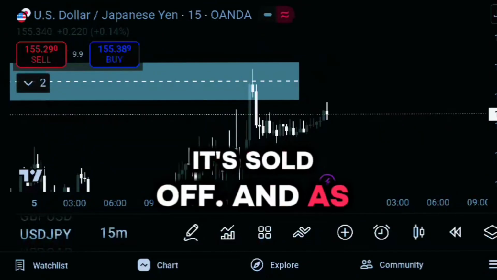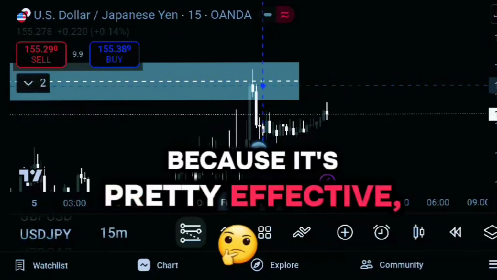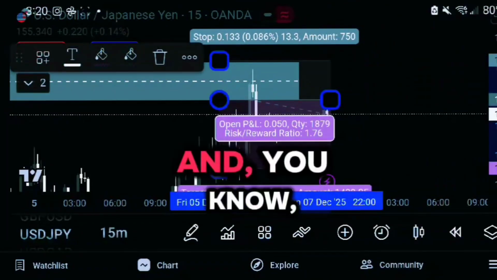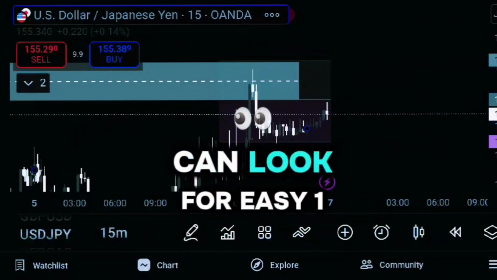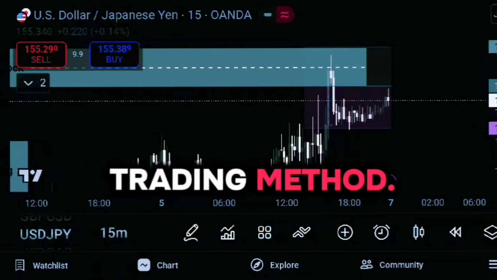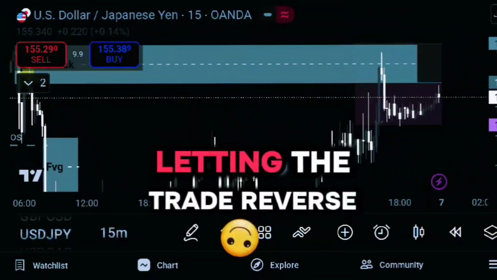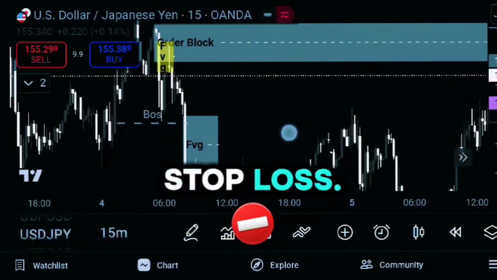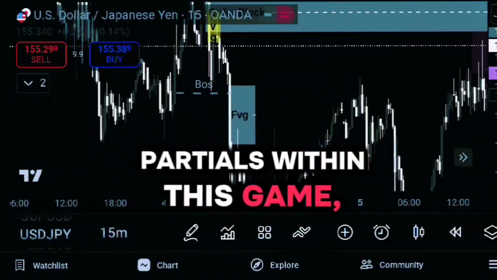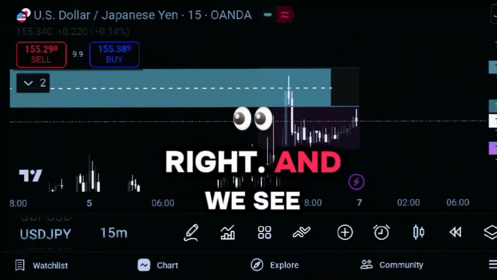it sold off. And as I said, if you're a beginner, you can use this entry model because it's pretty effective: stop loss right at that level, and you take profit. You can look for an easy 1-to-1, 1-to-2. It all depends on your trading strategy, trading method, but you don't want to shoot for the moon and end up letting the trade reverse and then hit your stop loss. You want to take profit. You always want to try to take partials within this game because you can't really leave money on the table like that, right?